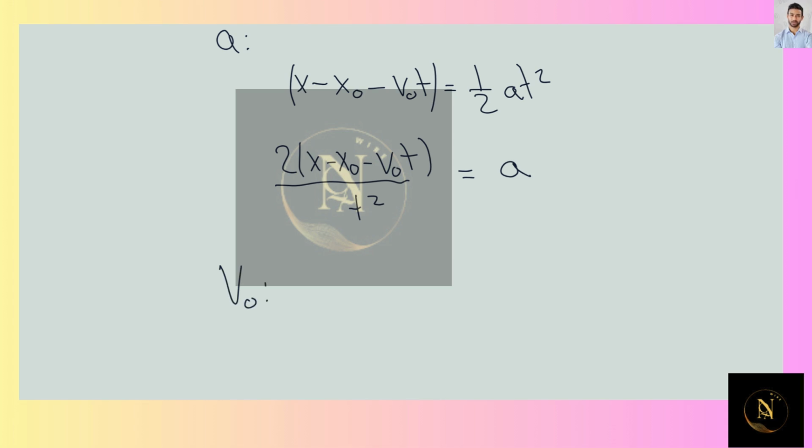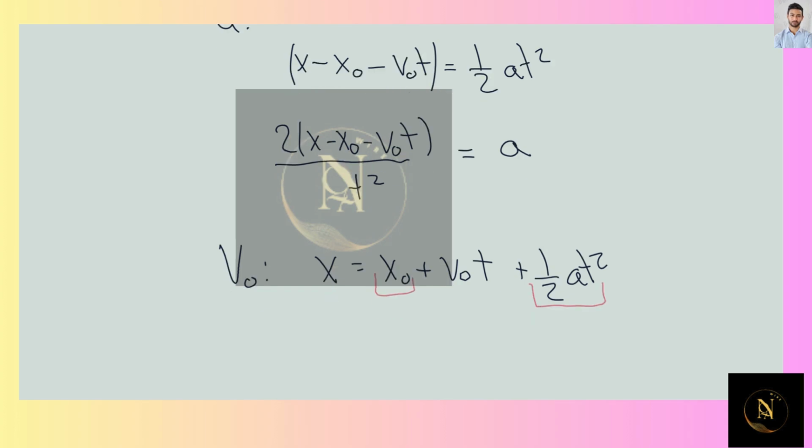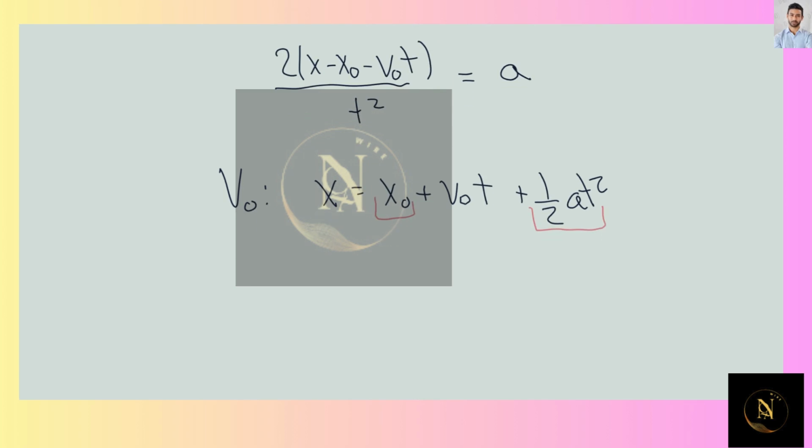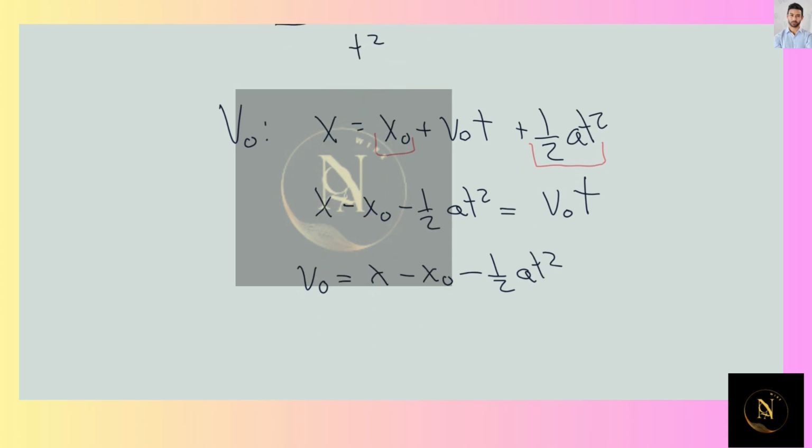Solving for v0, we're going to have x equal to x0 plus v0 t plus 1/2 of acceleration times t squared. Now we're going to subtract, or pass to the other side, both of these terms. So we're going to get x minus x0 minus 1/2 of acceleration times t squared is equal to v0 times t. So now v0 would be equal to x minus x0 minus 1/2 of acceleration times t squared, divided by time.